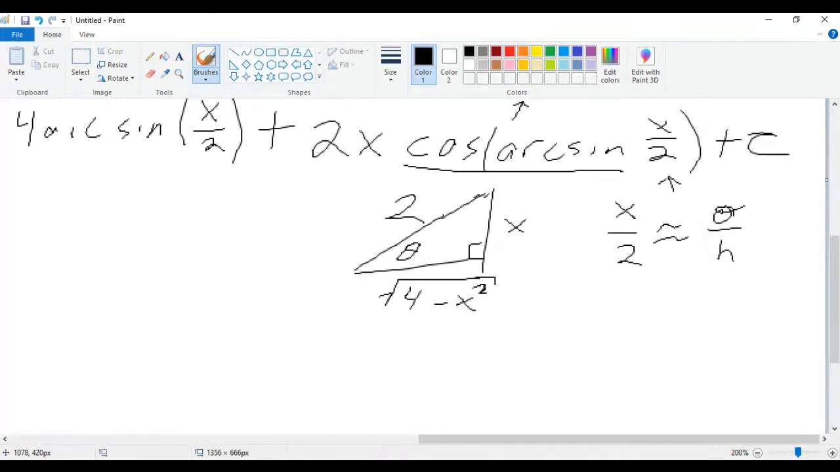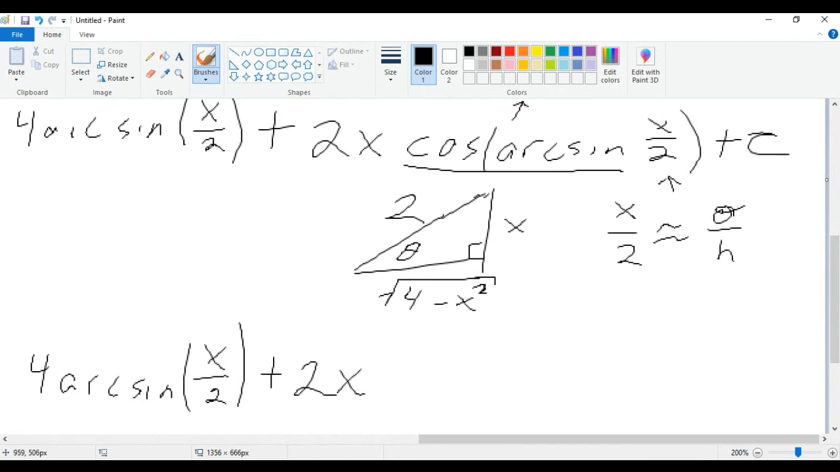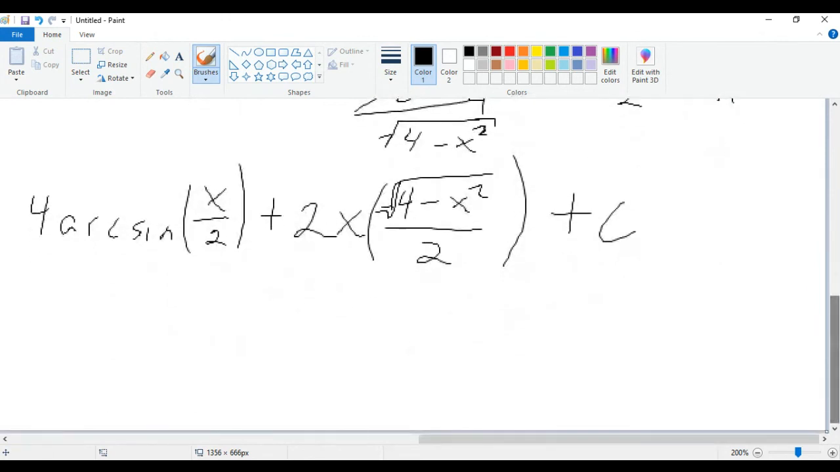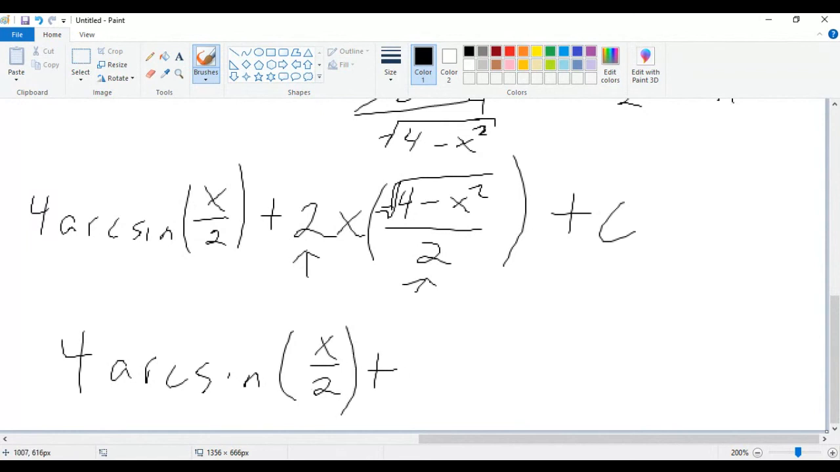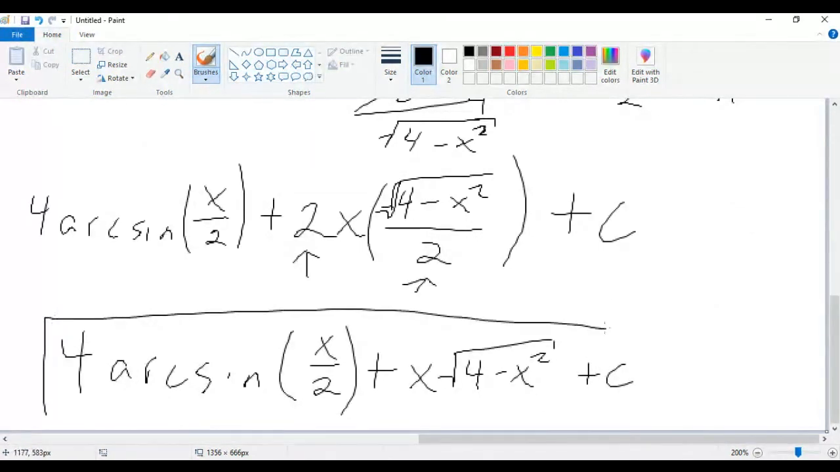And then from here, we can simply take the cosine of this triangle, and we know that cosine is adjacent over hypotenuse. So the cosine of this triangle would be the square root of 4 minus x squared divided by 2. So what we end up with is 4 arc sine of x over 2 plus 2x times the square root of 4 minus x squared divided by 2 plus c. And lastly, we can cancel these 2's right here. So our final answer is 4 arc sine of x over 2 plus x square root 4 minus x squared plus c. Make sense?